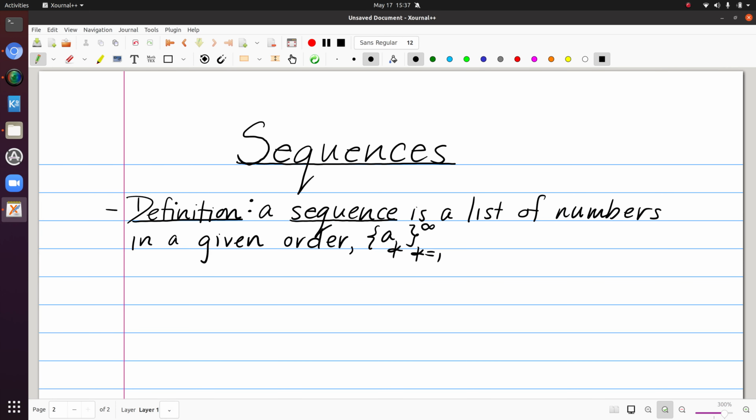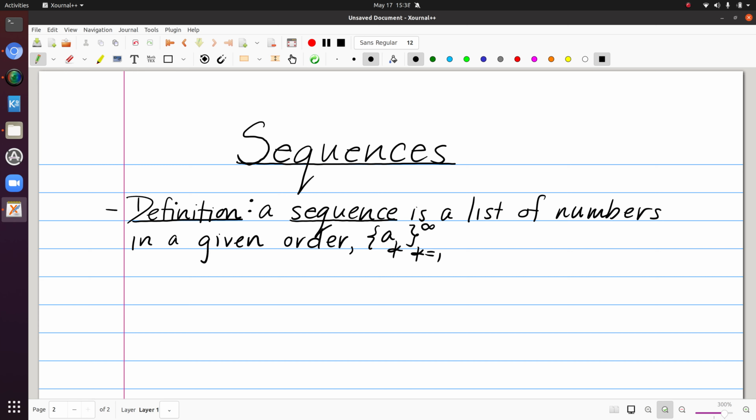We're going to start a new unit focusing on sequences and series, but to begin with, I'd like to focus on sequences. We're going to define a sequence to be a list of numbers in a given order. The given order just means that if I have the list 1, 2, 3, that's a different order than 3, 2, 1, even though they contain the same numbers.